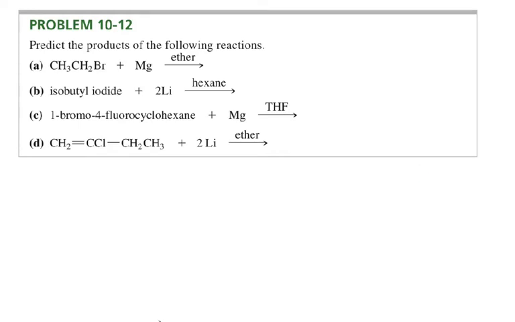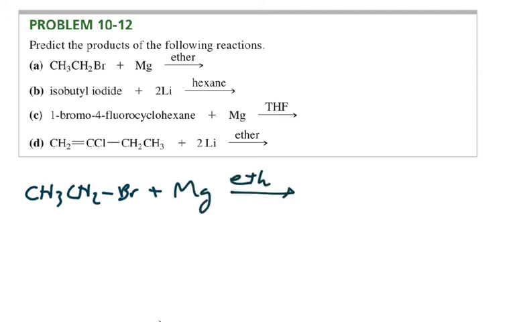So our first practice problem is asking us to predict the product of this ethyl bromide with magnesium in ether. So think about it for a minute. See if you can remember which one this is. Pause the video if you need to. Okay, we're back. Or you never left.